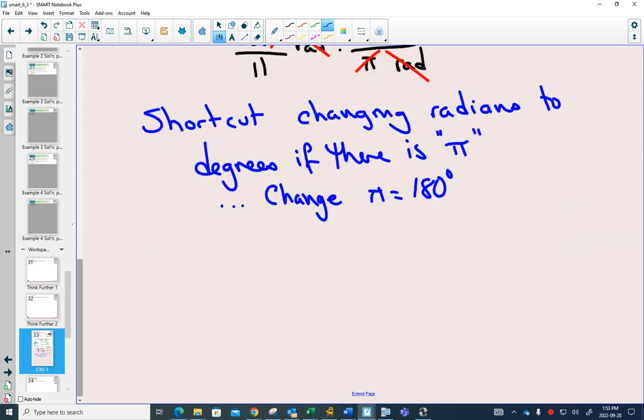Shortcut for changing radians to degrees if there's a pi. So if I told you, how many degrees is pi over 6 radians? Shortcut would be 180 degrees divided by 6, 30 degrees. Okay? That only works if there's a pi as a shortcut.